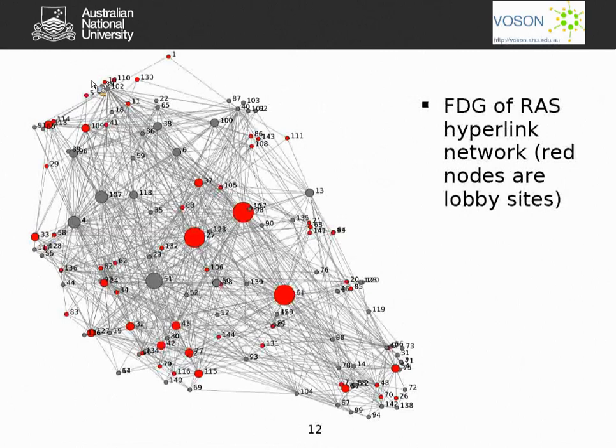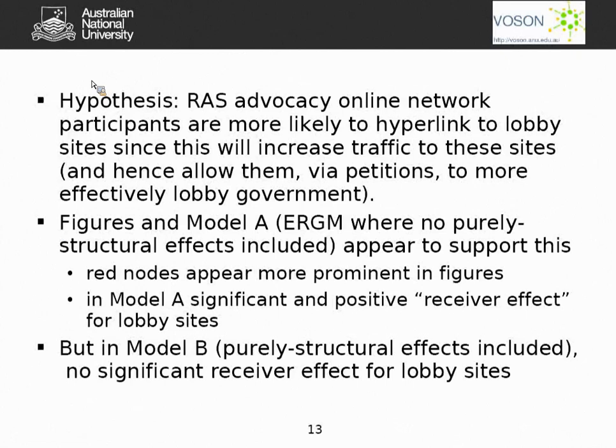So our hypothesis was that participants in the refugee and asylum seeker advocacy online network are purposefully directing hyperlinks to these lobby sites, since that will increase traffic to these sites and allow political pressure to be exerted on the government of the day. It's actually a very simple hypothesis. This paper is really a methodological paper, about how we can use exponential random graph models for hyperlink networks. But we had this particular hypothesis.